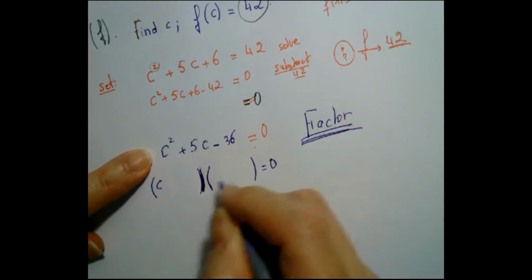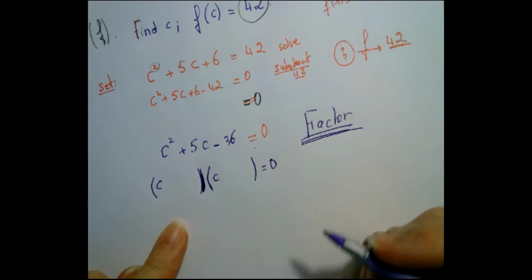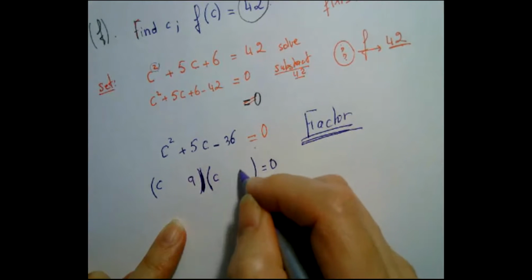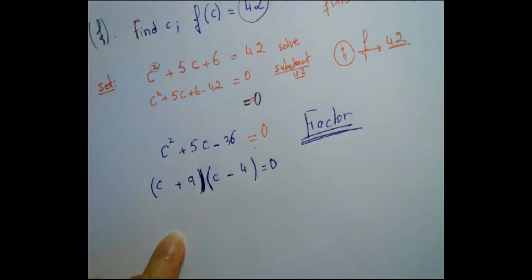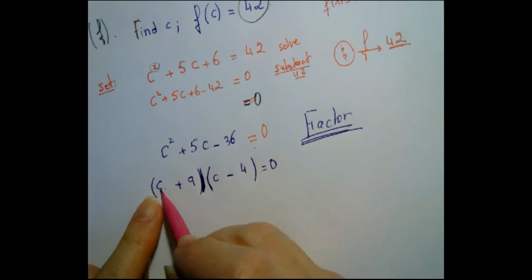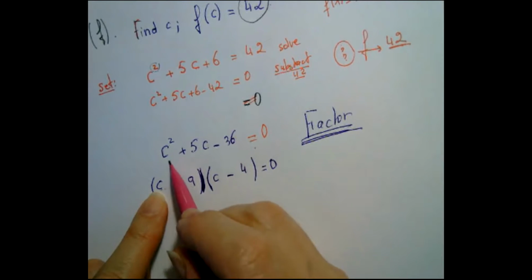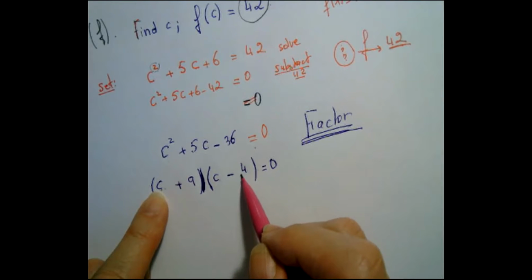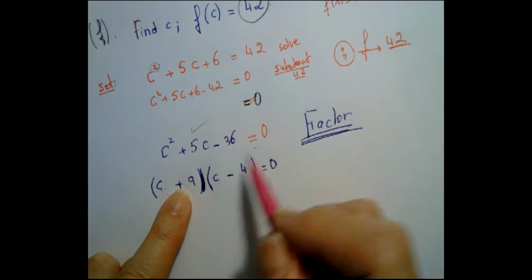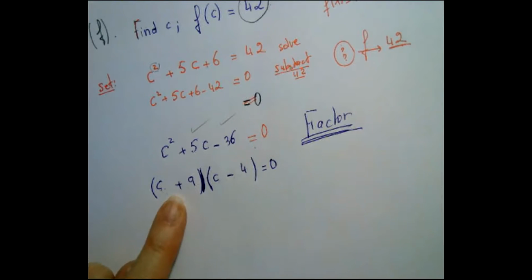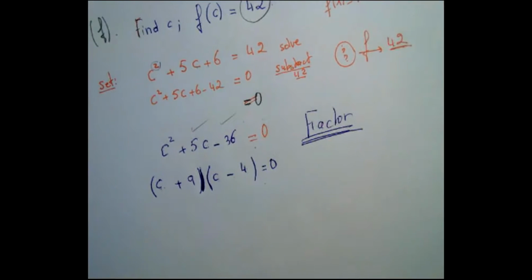Since this is C squared, it's going to be a C and a C. And what are the factors? Everybody's telling me 9 and minus 4, because of the 36, the number. And it should be plus 9 and minus 4. Because I make mistakes sometimes, I usually FOIL back and see if I get the same thing. C times C is C squared. C times minus 4 is minus 4C, plus 9C, so that's correct, plus minus 36. So after I factor, I go back and make sure I'm doing it the correct way.